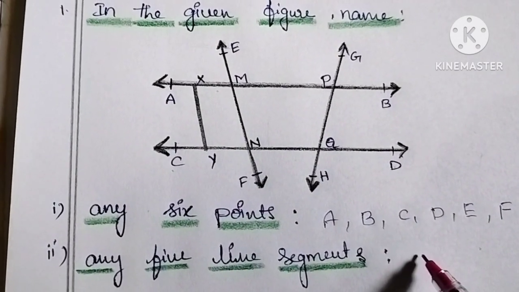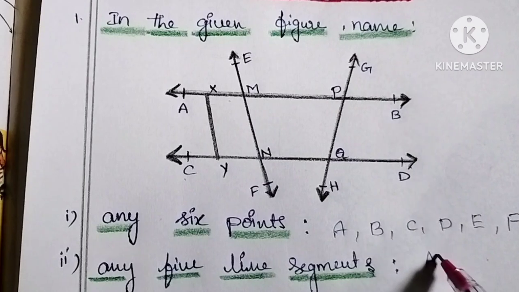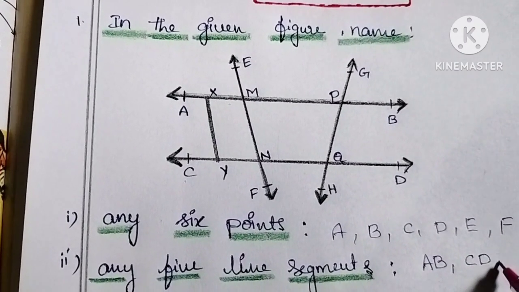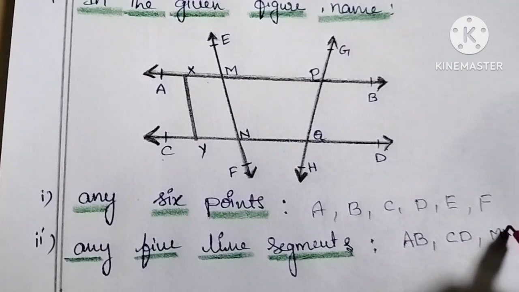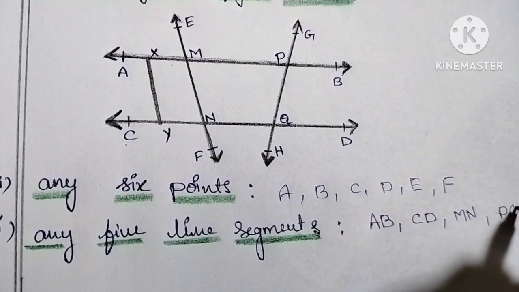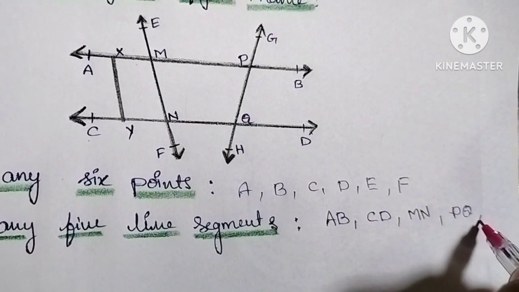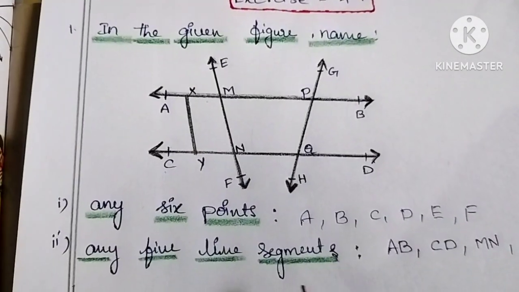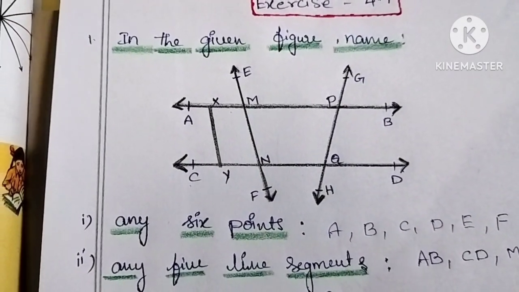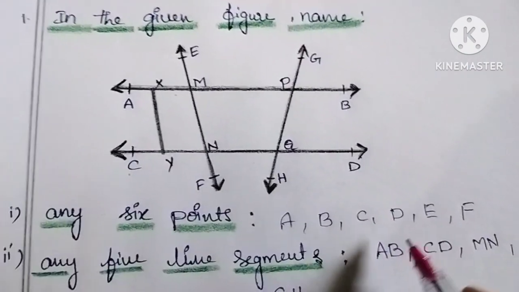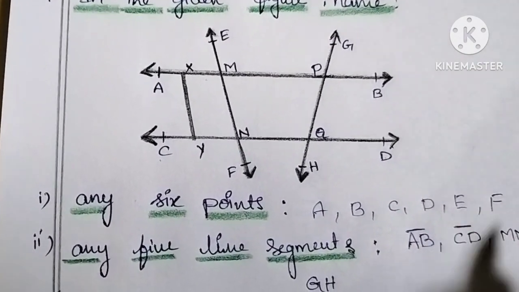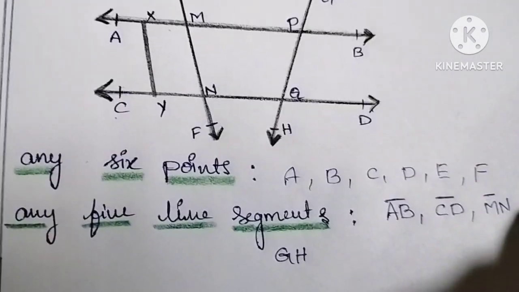So now I am writing AB is one line segment, CD is one line segment, MN is one line segment, PQ is one line segment, and EF is one line segment. So GH, line represented by line segment is, this is the symbol of line segment.